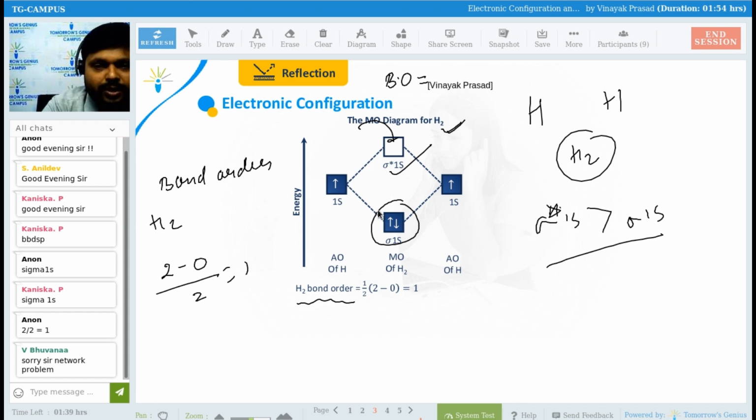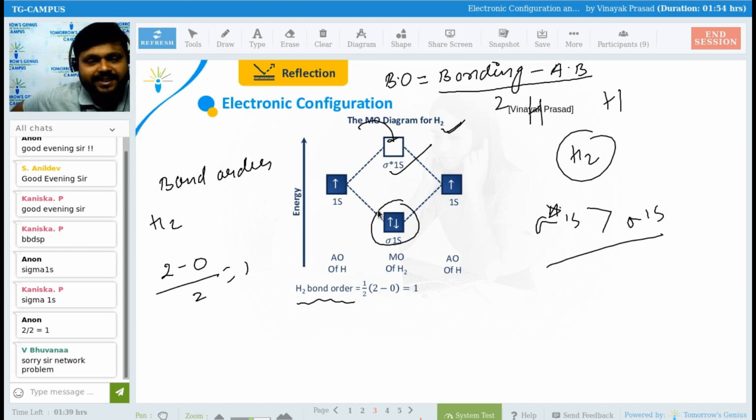Bond order equals bonding electrons minus anti-bonding electrons upon 2. Can we say this or not? Yes, guys. Is it fine? Let's suppose if there could be 1, then 2 minus 1 plus 2 minus 1 upon 2. Yes or no? So the bond order can be either 1, 2, 3, or even in fractions as well. Getting my point, everyone? So are you comfortable now? Who all are comfortable? Can you please tell me?